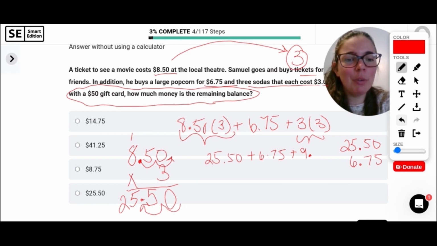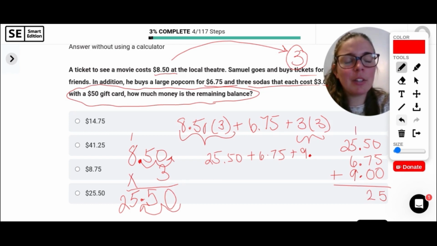So important to know when you have whole numbers, the decimal's hidden to the right of it. So I have to make sure I write it like this, and I'm going to add my placeholders. And now let's add these all together. So 1's place, 0 plus 5 plus 0 is 5. 5 plus 7 plus 0 is 12.